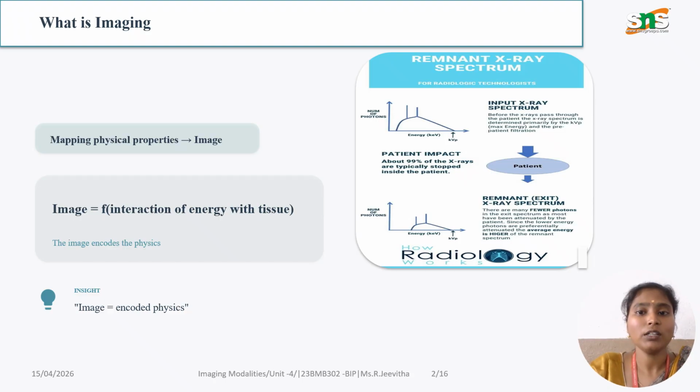Let's start with a simple question. What is imaging? Imaging is nothing but mapping physical properties into an image. Mathematically, an image is a function of energy interaction with the tissue. A very important insight is that image is encoded physics. That means whatever image we see, it is not just a picture. It is actually physics information converted into a visual form. Example, X-ray has the attenuation physics. MRI, magnetic resonance. So always remember, every image carries physics inside it.